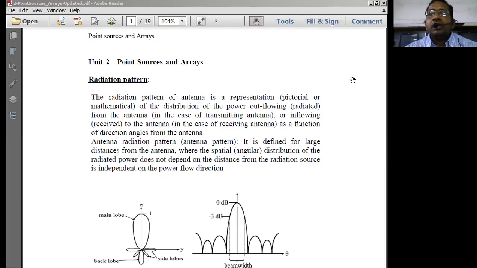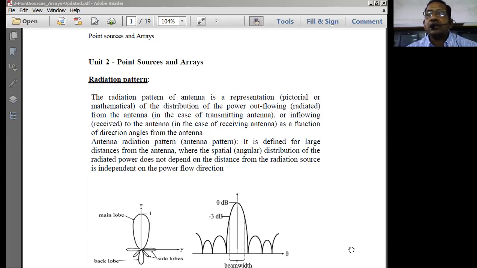Good afternoon, everybody. In this session, we'll discuss antenna arrays. Before we discuss antenna arrays, we should understand what a point source is. And before you understand a point source, we should know the radiation pattern. The reason is that the point source we consider for an antenna is normally going to have the same kind of radiation pattern. So what is the radiation pattern?